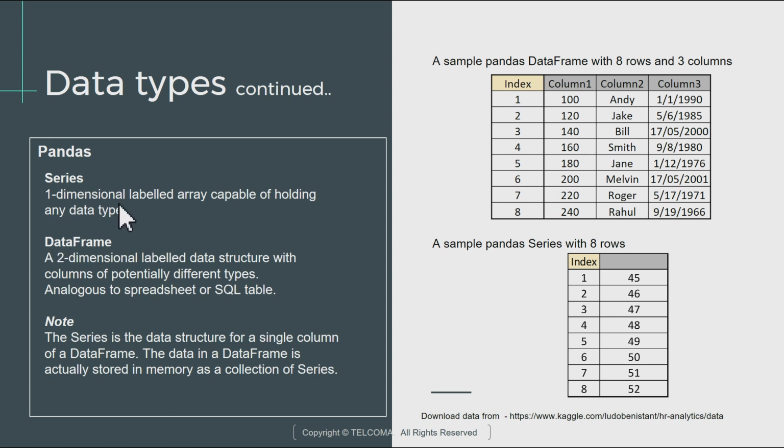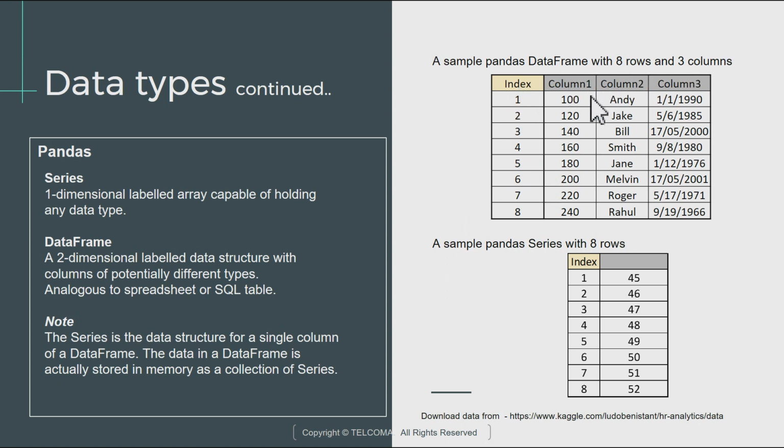Series is a one-dimensional labeled array capable of holding any data type. You can see a sample Pandas series over here with 8 rows and an associated index. The data frame is a two-dimensional labeled data structure with columns of potentially different types. But this is analogous to the Excel spreadsheets or SQL table. Over here, we can see that the rows have an index as well as the columns have a column index.